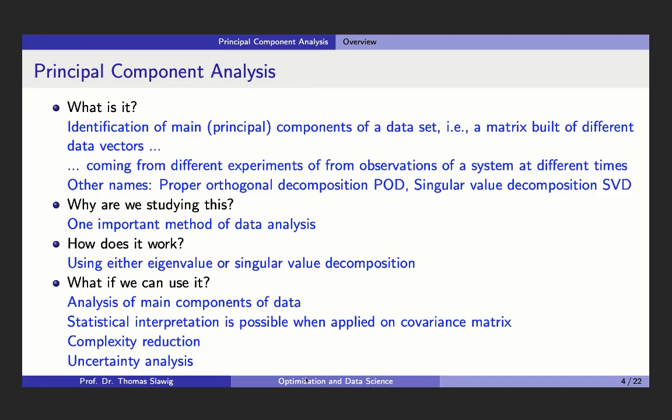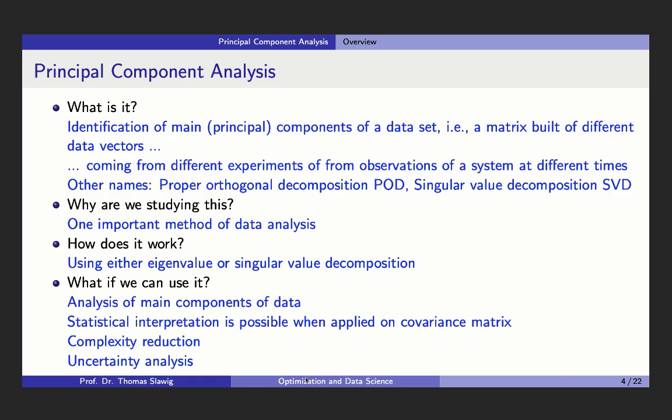So the principal component analysis, I treat this topic because it is important in data science, data analysis. Basically, this is the identification of main components of a data set. If we combine the data set into a matrix, which is built out of different data vectors, the main components or the principal components of the data are found and analyzed. And the data vectors can come from different experiments or from observations of a system at different times. This is also an option.